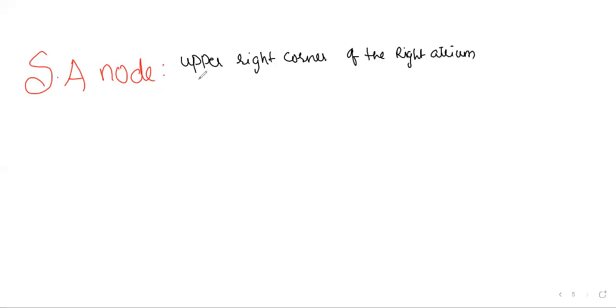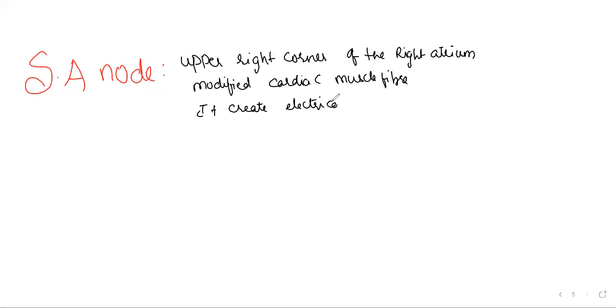Okay. So what is this? Modified cardiac muscle fiber. What can it do? Yes, it creates electrical impulses like nervous tissue. Okay. Then what is it called regarding that particular function? We call it the pacemaker.